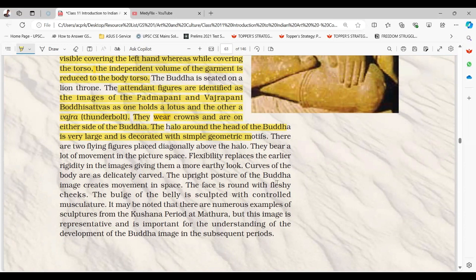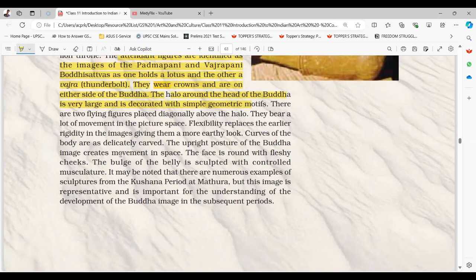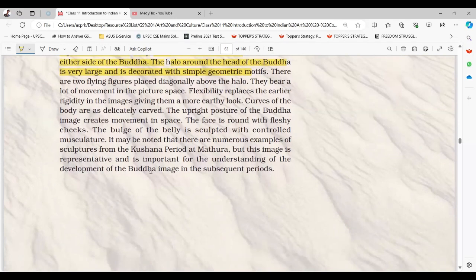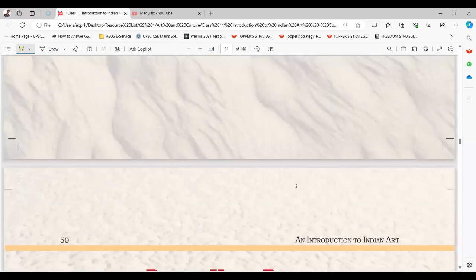The face is round with fleshy cheeks. The bulge of the belly is sculpted with controlled musculature. It may be noted that there are numerous examples of sculptures from the Kushana period at Mathura, but this image is representative and is important for the understanding of the development of the Buddha image in the subsequent periods.